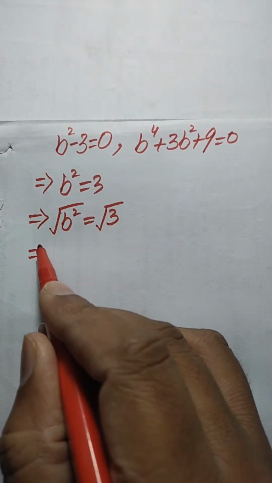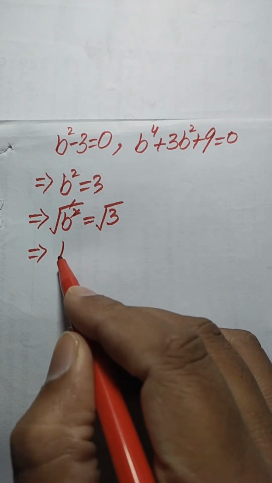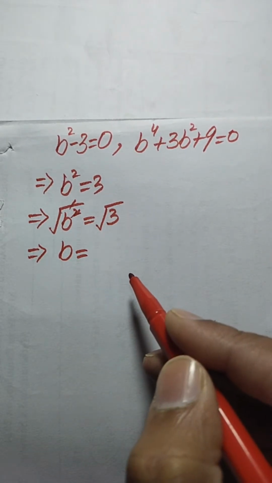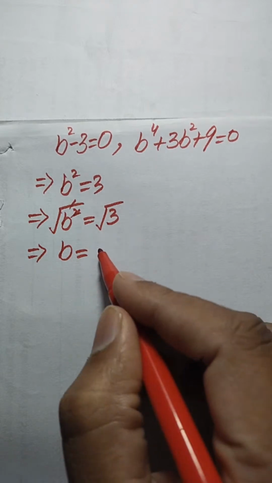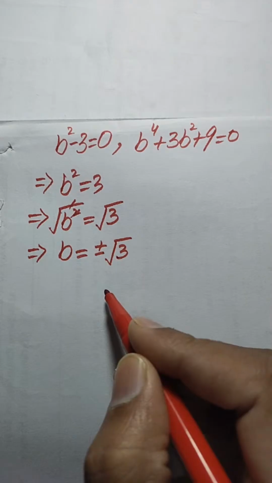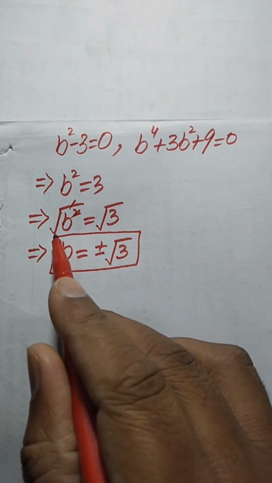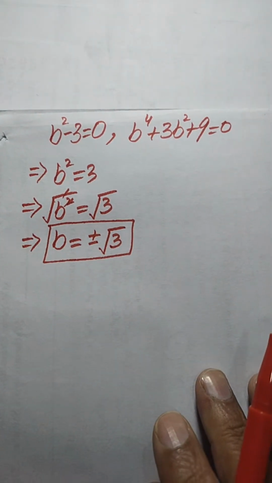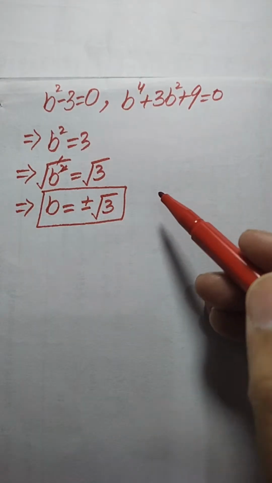And again you see that the square and the square root are gone, and we will get b equals, after we apply square root on both of the sides, we write a plus minus sign on any one of the sides. So here we get the value of b equals plus minus square root of 3. So these are the first two real roots of the given equation.